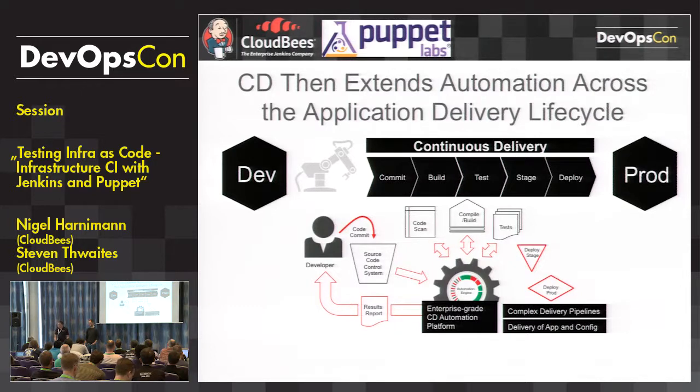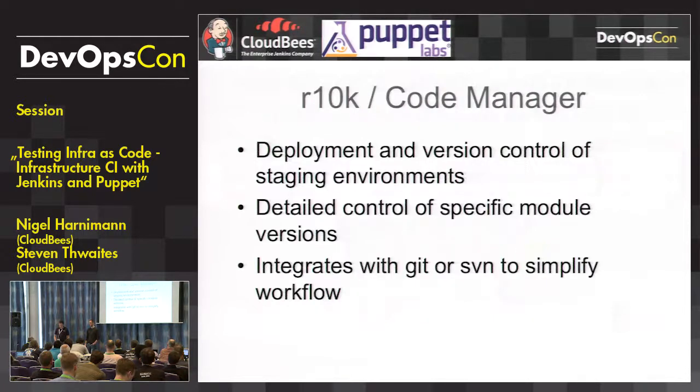So how are we going to do that? How do you do that with Puppet? So Stephen's going to talk about a module called R10K, which hopefully we'll show you, and then we'll come back and do a bit of a demo.